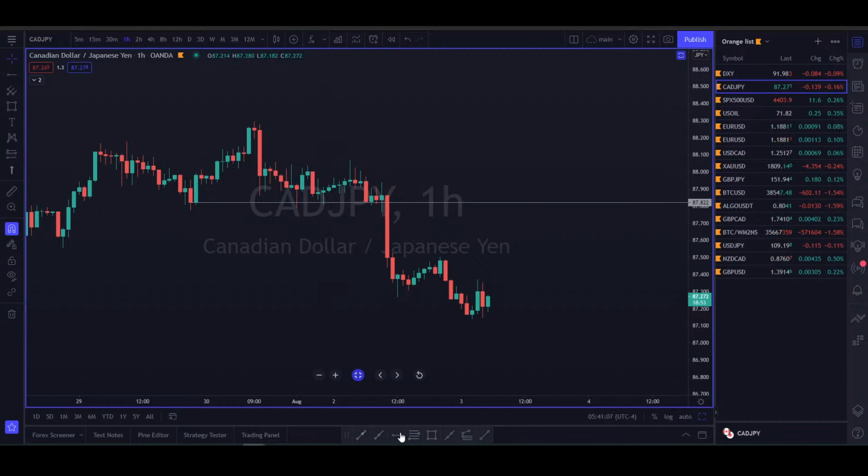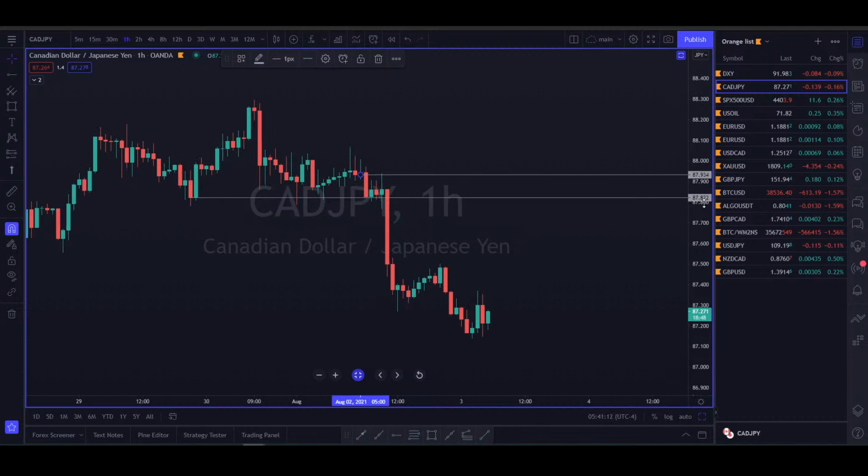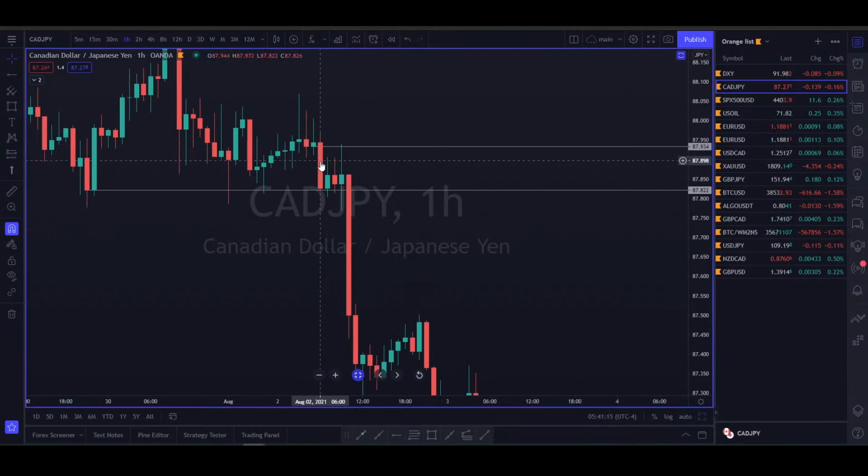I just didn't take it, for whatever reason. There is your hourly high level right there. Let me stretch this out so you can see what I'm talking about. This is your initial run back down to support. You found support. You based on support for 3 hours.